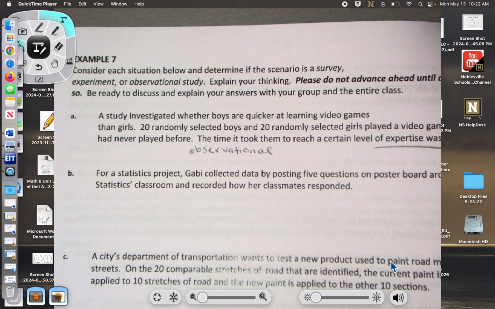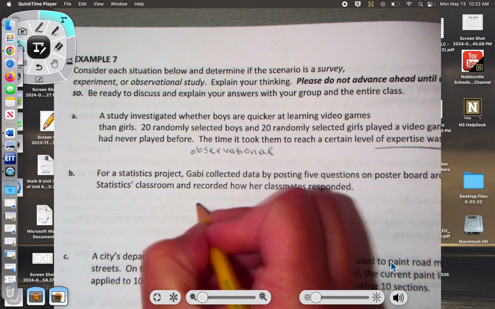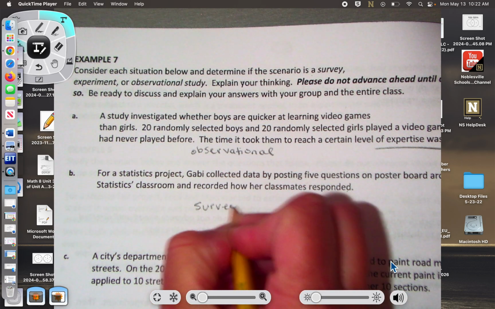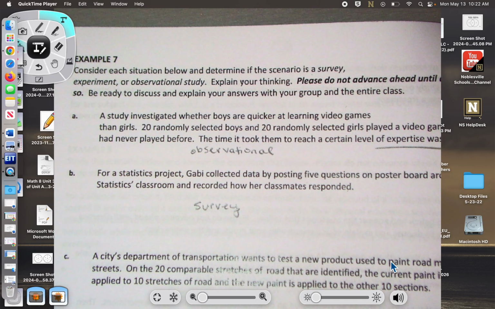For a statistics project, Gabby collected data by posting 5 questions on a poster board around her statistics classroom and recorded how her classmates responded. Okay, this is obviously a survey, right? She's asking questions. Anytime somebody's asking questions about something, that's a survey.